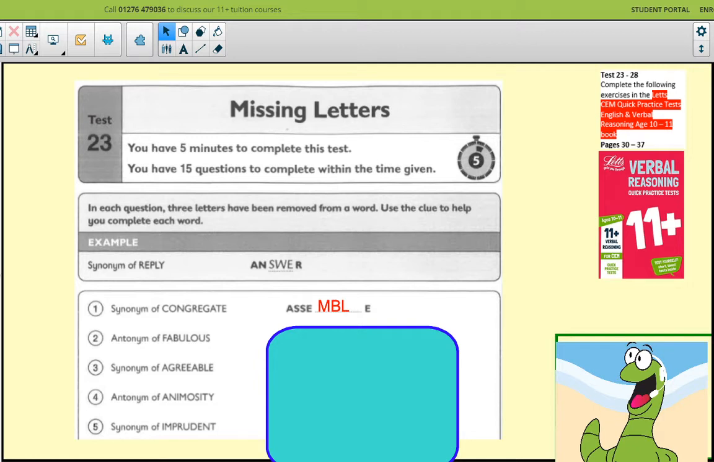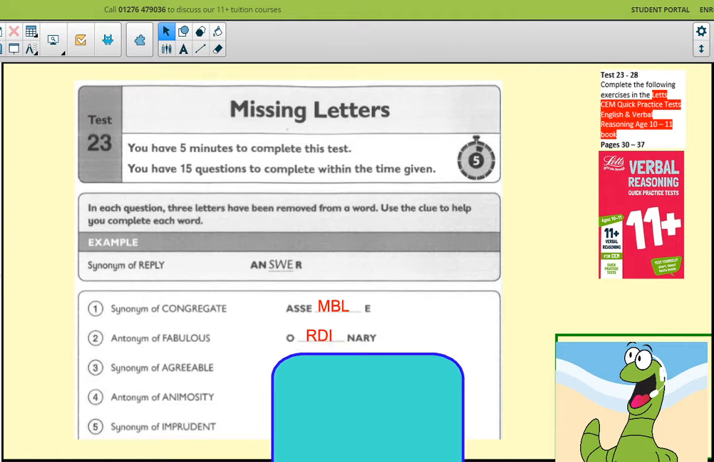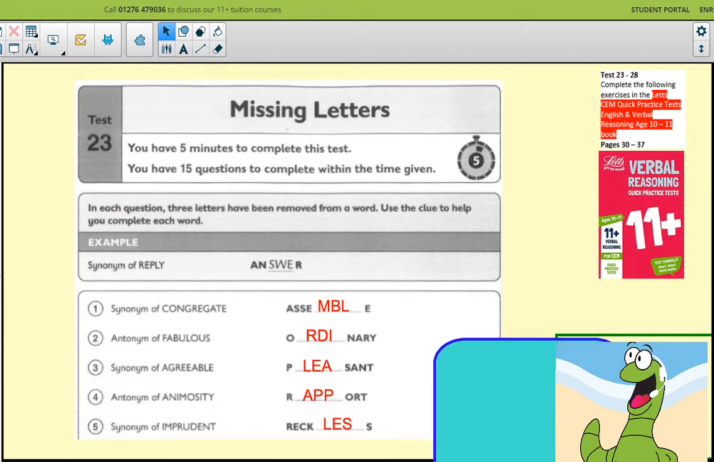We're not just looking at synonyms, I notice here. We are looking at a mixture, synonyms and antonyms. Make sure you're reading and checking carefully because I didn't there. All I saw was synonyms. Synonyms and antonyms. Same, opposite. Same, opposite. So an antonym of fabulous was ordinary. So again, use the clues that you are given to help you out there. Agreeable is pleasant.